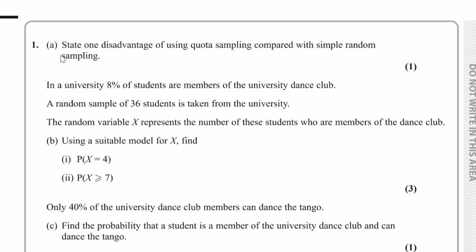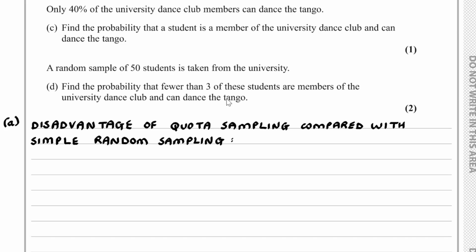Question number 1, Part A: we have to state one disadvantage of using quota sampling compared with simple random sampling. The disadvantage of quota sampling compared with simple random sampling is that quota sampling is not random. Of course, simple random sampling, as suggested by the name, is random.